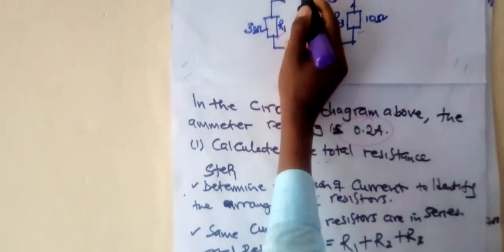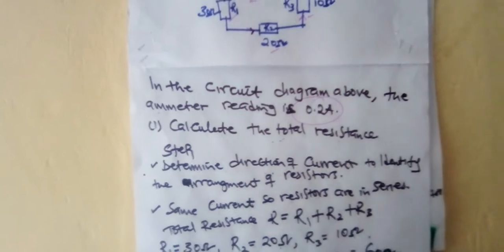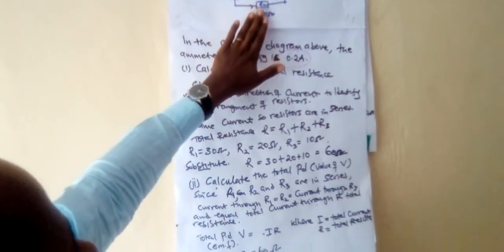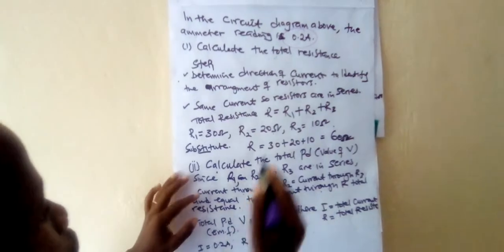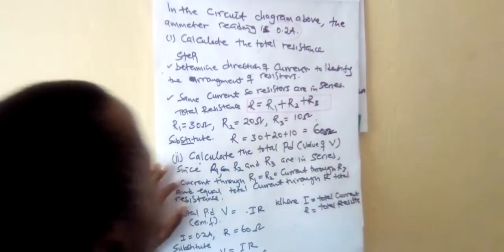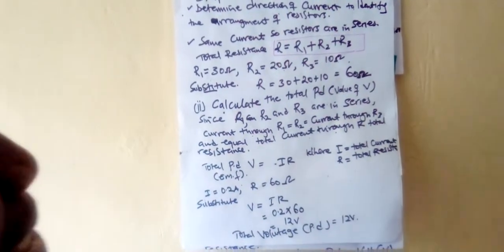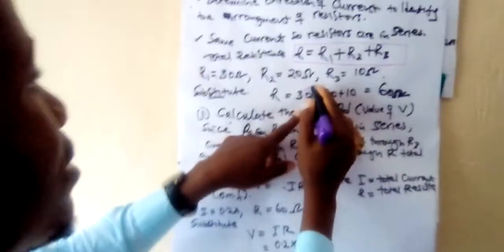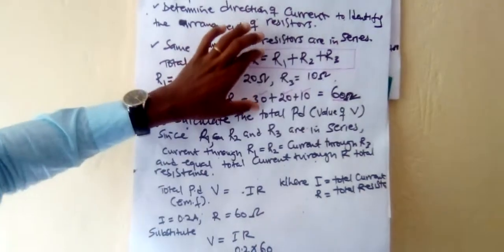So we say current comes from the positive terminal like that, goes through R1, then it goes through R2, then it goes through R3. That means that R1, R2, R3 are resistors that are in series. That is point number one. So the equation you are going to use is R1 plus R2 plus R3 gives us the total resistance R. When we substitute in, we get 30 for R1 plus 20 plus 10, giving us 60 ohms. So that is the starting point.